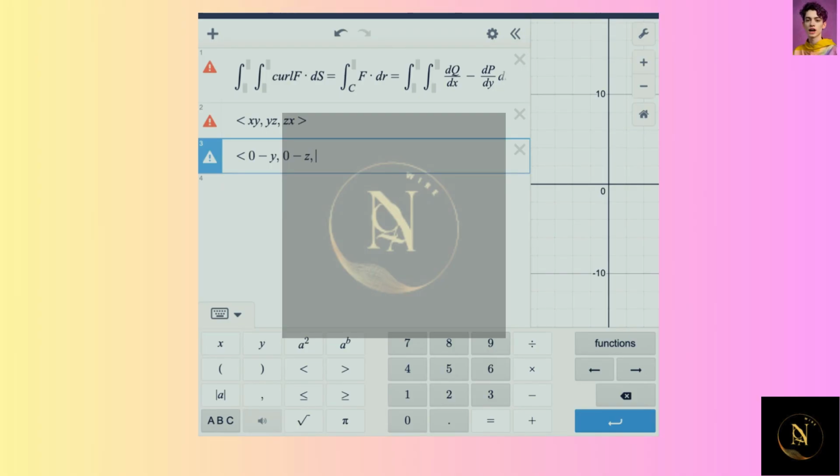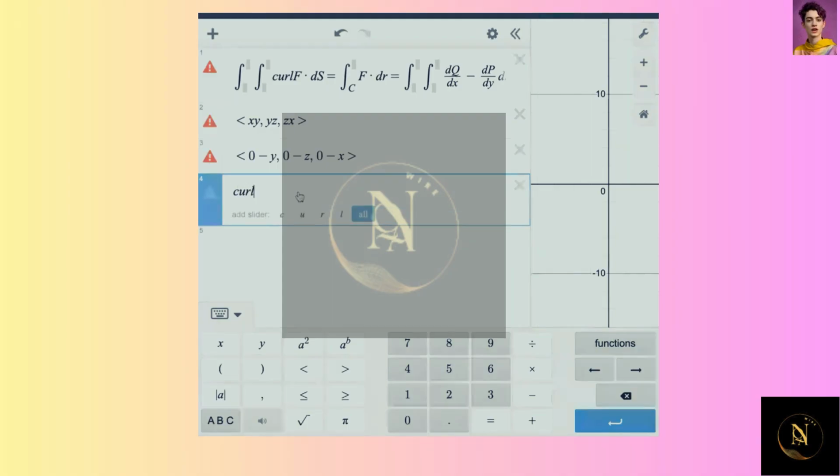And then, as you can expect, we'll get this right here for the third component of the vector. So that means that the curl of F is equal to negative y, negative z, negative x. And with that in mind, we can now use part of our integral that we have.